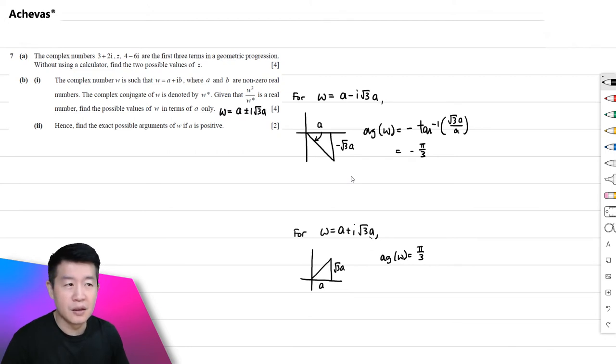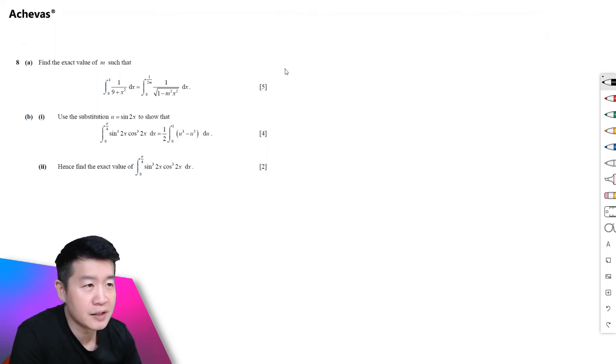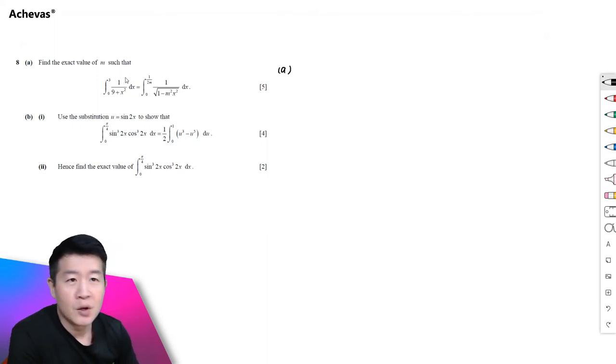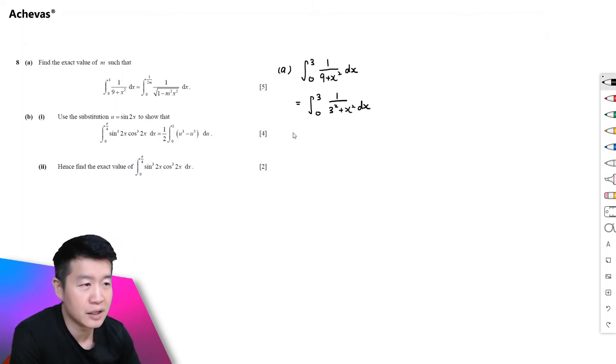Okay. Question number 8A. Let's try this. We are going to try to find the value of m. m is here. So let me work on the left-hand side first. It is an easy integration. So integrating from 0 to 3 of 1 over 9 plus x squared dx. In order for me to integrate this, I'm going to rewrite 9 as 3 squared, so 3 squared plus x squared dx.